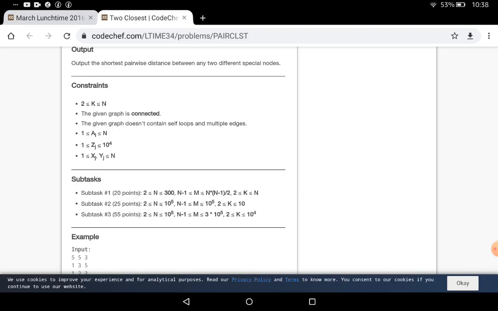For the easiest subtask, you can see that the number of nodes is pretty small. Since the number of nodes is only 300, we can find all pair shortest paths using an algorithm like Floyd-Warshall. In 300 cubed time complexity, we can find all pair shortest paths, and from there we can find the best pair of special nodes which has the minimum distance, right? So that was pretty straightforward.